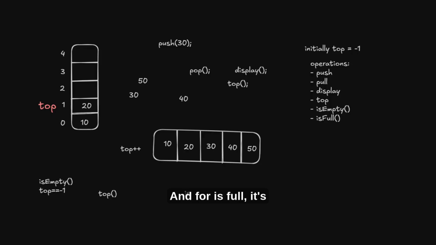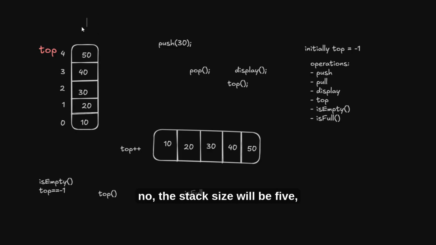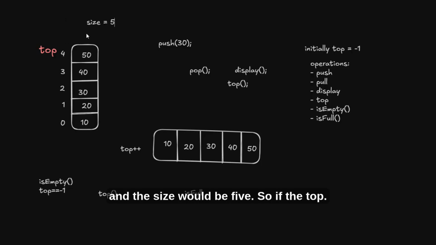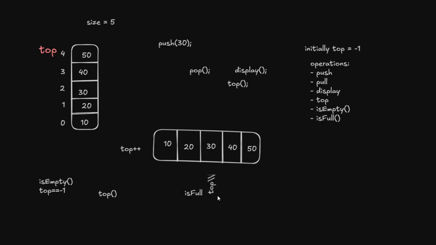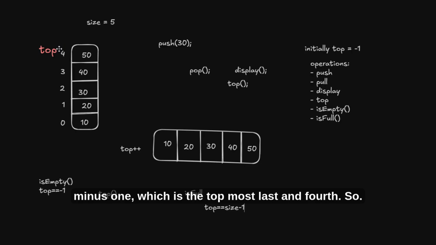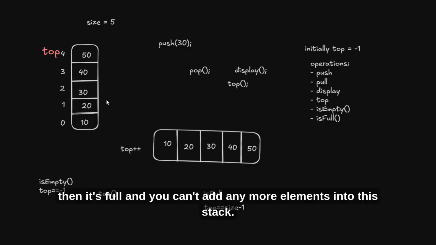And for is full, I'm gonna show you guys. So it's 30. Let's add 40, 50, and the top goes to 4. Initially, the stack size will be 5 because the index is normally from 0 to n-1, and the size would be 5. So for the full condition, you have to use if top is equal to size -1, which is the topmost last index. So if this is the condition, then it's full and you can't add any more elements into the stack.